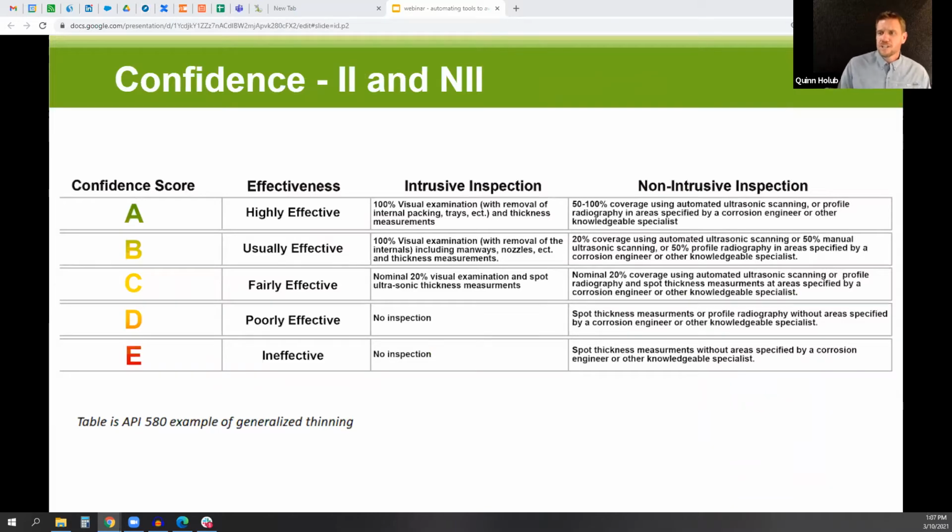What we're showing here is an example matrix. In this case, we're looking at an example of how you would look at the different levels of confidence for a general thinning strategy. To put together a proper non-intrusive inspection scope of work, there's going to be multiple tables like this and a great deal of supplemental information to keep the inspection appropriate to a specific asset and its needs.